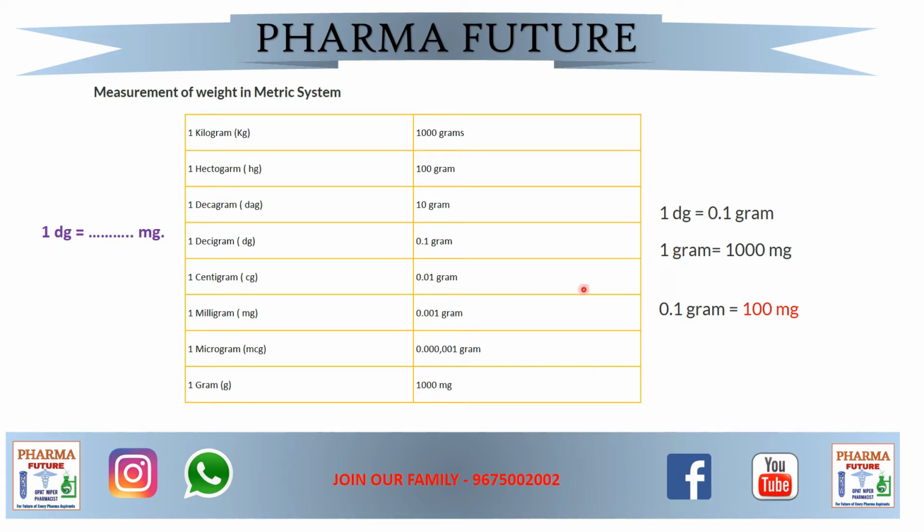Our question is that 1 decigram is equal to dash dash mg. 1 decigram is equal to 0.1 gram as per the table. Then 1 gram is equal to 1000 mg. Then finally 0.1 gram is equal to 100 mg. The right answer will be 100.